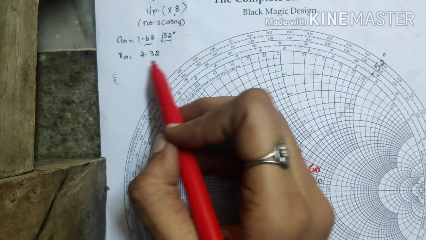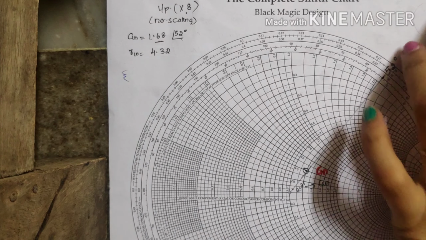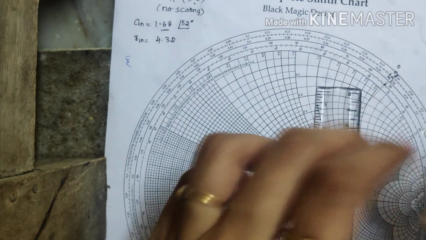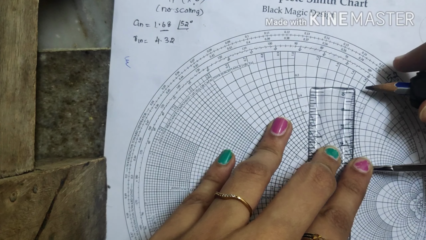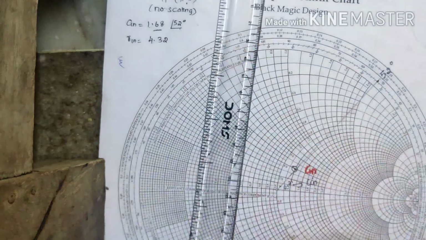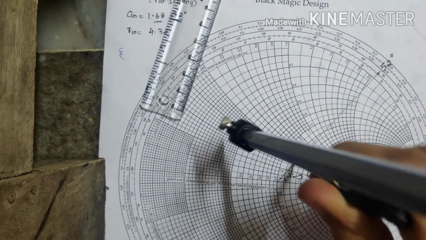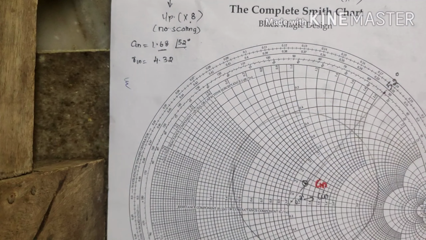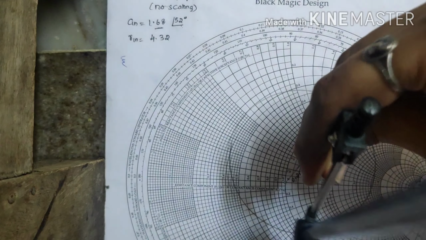Now what is the radius of the input stability circle? It is 4.32. Now measure 4.32 using your compass. So measure the value of 4.32. Now keep the compass at this center point and draw a circle. Fine. So having this as the center, now I have drawn the input stability circle.